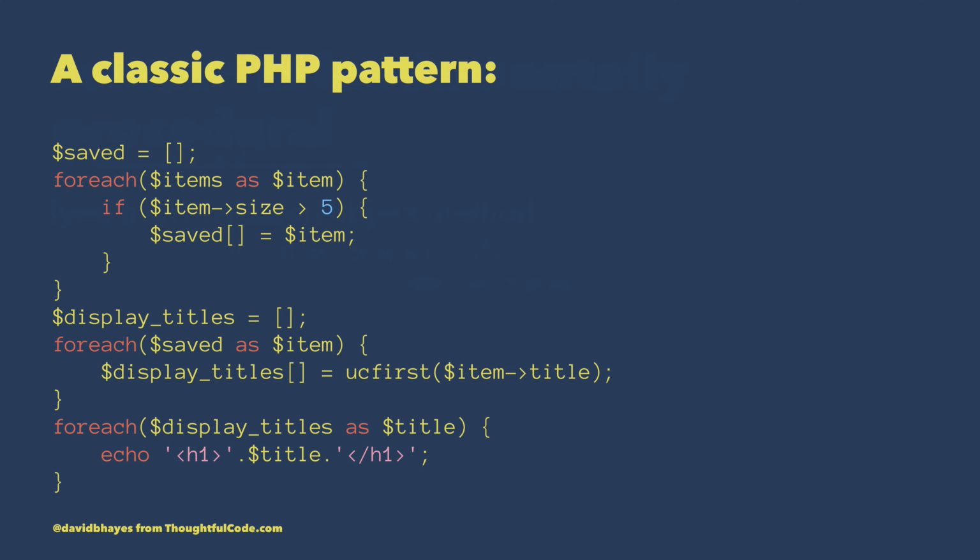We create this array called saved, and it's empty. And then we take an array that already pre-exists above this code, and we iterate through the items. We cycle through them as item, and then we select based on size, and we put them into a saved array. And then we're going to display some titles. So we create a new empty array called display titles, and then we foreach through the saved items to pull out the display titles and add them to it after we've capitalized them, because we want to make sure that it all looks correct. And then we're going to iterate through those display titles, that array that we've put together, and we're going to show each item of it.